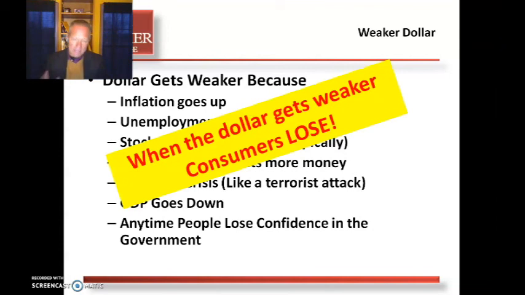And folks, if the dollar gets weaker, consumers lose. When the dollar gets weaker, consumers lose because our imports become very, very expensive, which means you have to only buy domestically. And that means it cuts down on your choices. It cuts down on a lot of things, and your money doesn't go as far. When the dollar gets weaker, it's like you were making $10 an hour before, the dollar just got weaker, and now you're making $9 an hour. You are poorer because the dollar gets weaker. So when the dollar gets weaker, consumers lose.